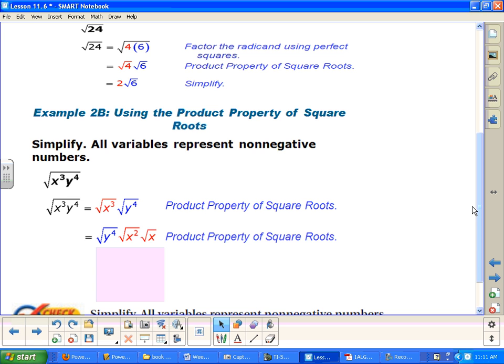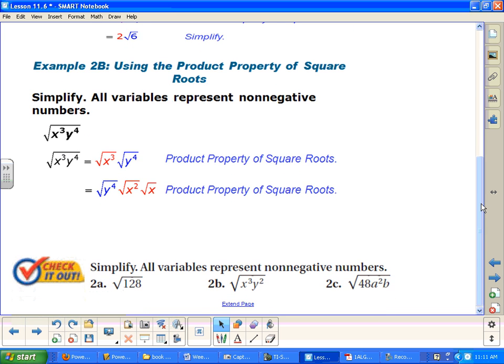So we were able to take x cubed and pull it apart so that it says x squared times the square root of x. Now when I simplify that, I don't have an answer. So what about simplifying that? Is y to the fourth a perfect square?